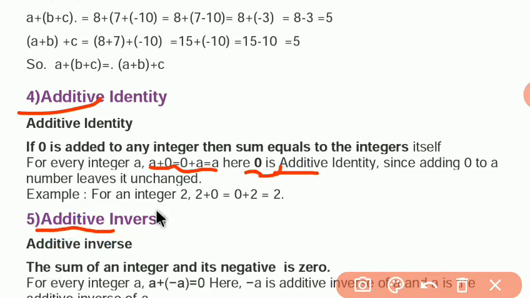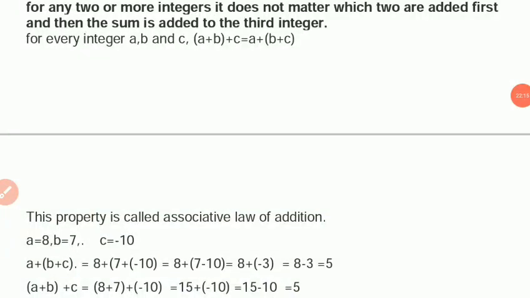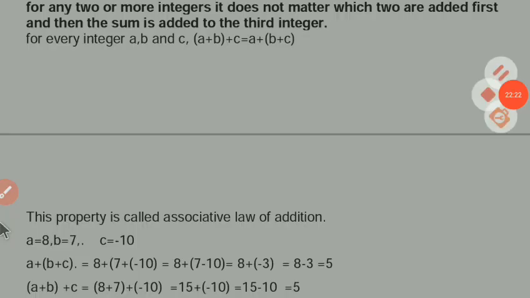Then fifth one, additive inverse. Inverse means the opposite of the given integer. If it is given in plus, its inverse will be in minus, and if it is given in minus, its inverse will be in plus. So the sum of an integer and its negative or its inverse is 0. So a plus minus a is equal to 0, where 0 is the additive identity and minus a is the additive inverse of plus a. I hope you all have understood all the 5 properties of addition and subtraction of integers.